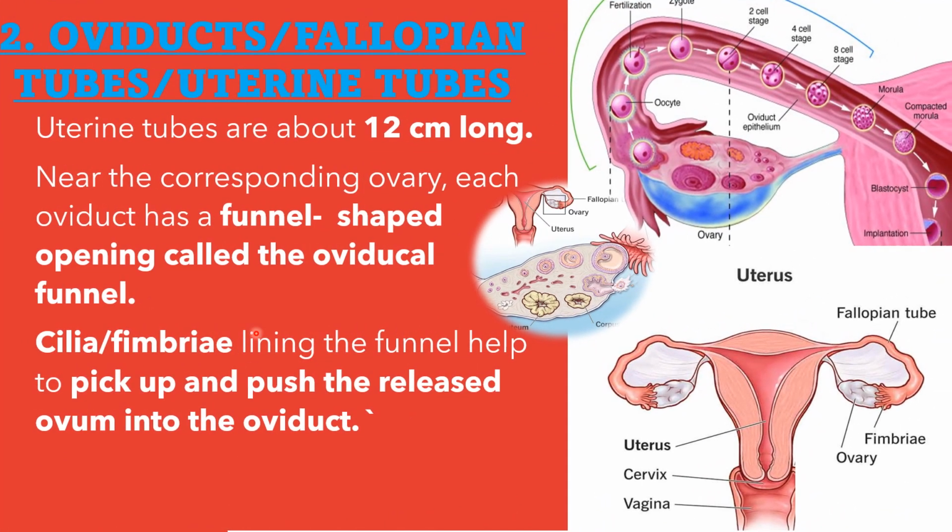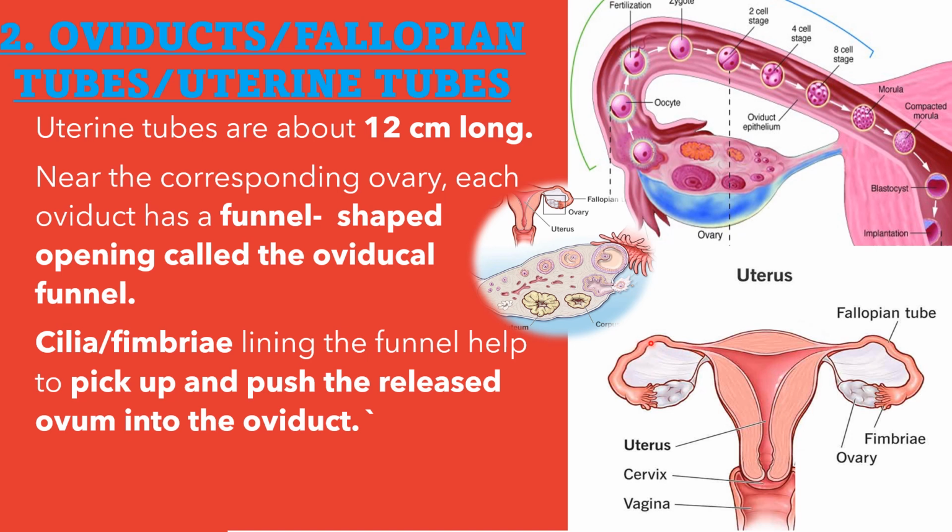Oviducts or fallopian tubes or uterine tubes are very important organs present in the female reproductive system. The primary reproductive organ is the pair of ovaries because it produces ovum or egg. All other organs are accessory reproductive parts. Oviducts, fallopian tubes or uterine tubes are accessory reproductive organs of the female reproductive system.